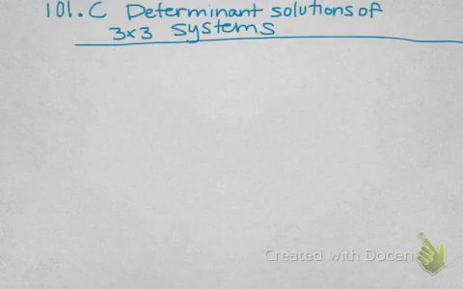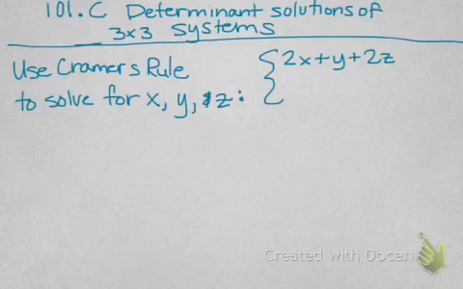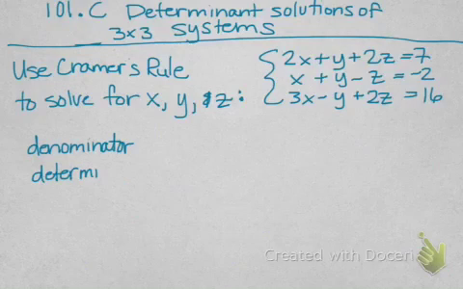Okay, so now how do you find the solution if you have a 3 by 3 system? You use Cramer's rule to solve for x, y, and z. This is going to take a while to get the solution, but we'll go through it. Using Cramer's rule, we'll start with x. And actually, before we even start with x, we're going to figure out the denominator.